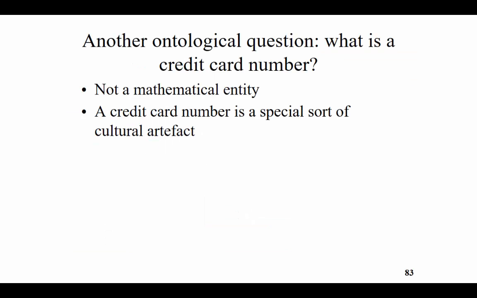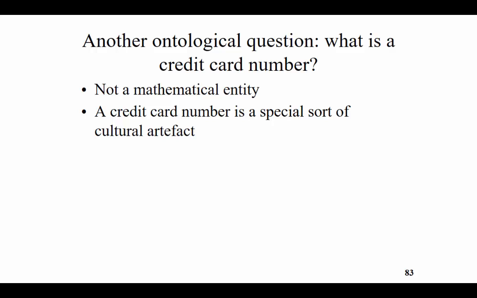So we can say similar things about credit card numbers. A credit card number is not a number because it's not a mathematical entity. Why not? Because it's tied to time. Your credit card number was created at a certain point in time when your credit card was created. And I don't mean the piece of plastic. I mean the institutional artifact, which you get one or more pieces of plastic still, which are associated with it.